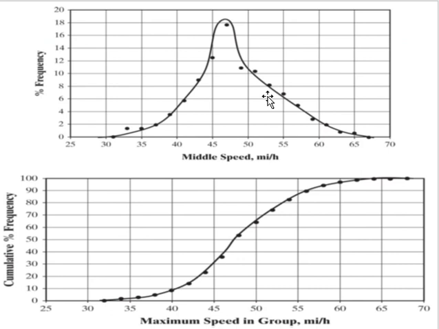In the first graph, what do we have on the x-axis? Middle speed. On the y-axis, the frequency. Okay, next one, maximum speed on the x-axis, and what on the y-axis? Cumulative frequency. Yes.